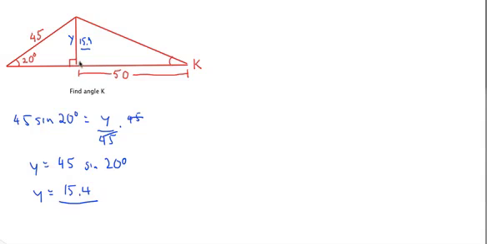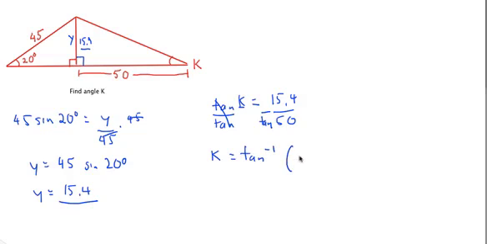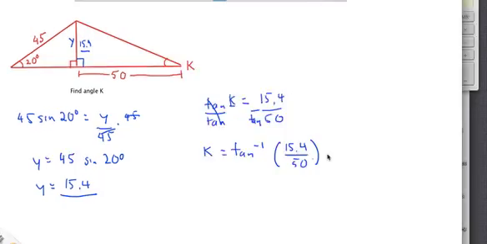So now we can use this other triangle to determine the angle of k. In order to solve for angle k, well, we're given the opposite side and the adjacent side. So opposite over adjacent gives us tan. So we say tan of k is equal to opposite, which is 15.4, over 50. Now in order to solve for the angle of k, we take the inverse tan, noted as tan to the negative 1 of 15.4 divided by 50.